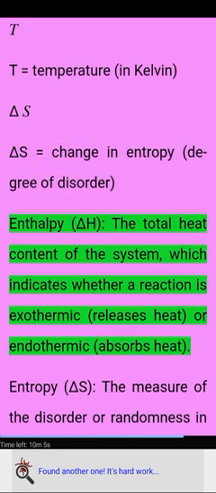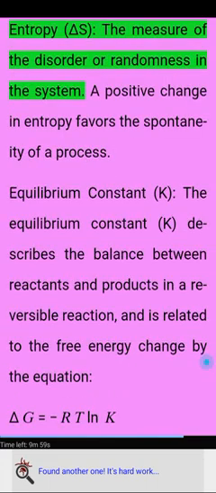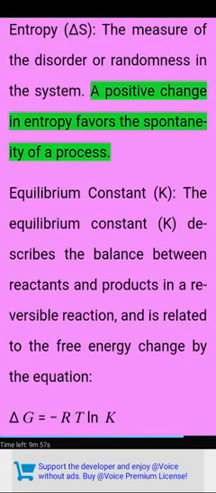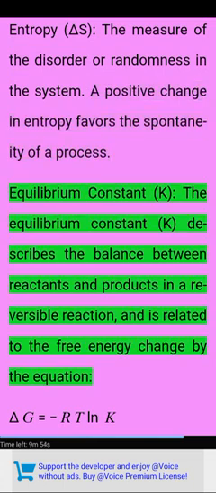Enthalpy, delta H: the total heat content of the system, which indicates whether a reaction is exothermic (releases heat) or endothermic (absorbs heat). Entropy, delta S: the measure of the disorder or randomness in the system. A positive change in entropy favors the spontaneity of a process.